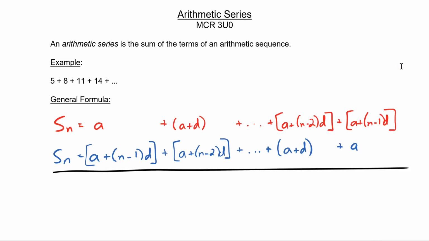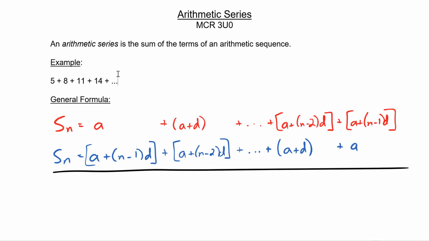Arithmetic series. An arithmetic series is the sum of the terms of an arithmetic sequence. Now, if we looked at these numbers right here, ignore the plus signs for now, but if you imagine they're separated by commas, 5, 8, 11, 14 would define an arithmetic sequence with a first term of 5 and a common difference of 3.